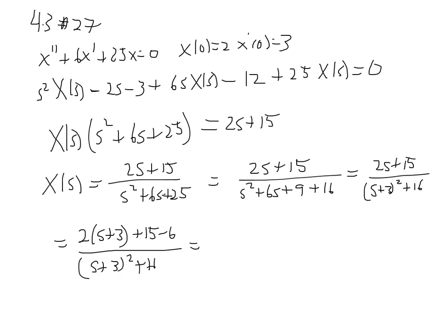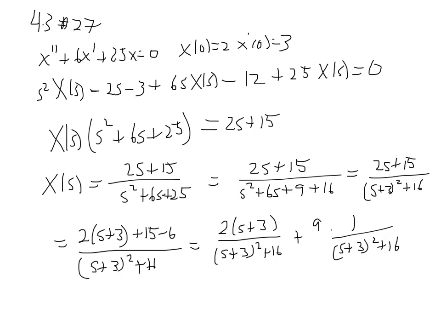Splitting it up, that's 2 times s plus 3 over s plus 3 squared plus 16 plus 9 times 1 over s plus 3 squared plus 16. First one fits into a cosine pattern. Second one fits into a sine pattern if you multiply by a 4 and divide by a 4.